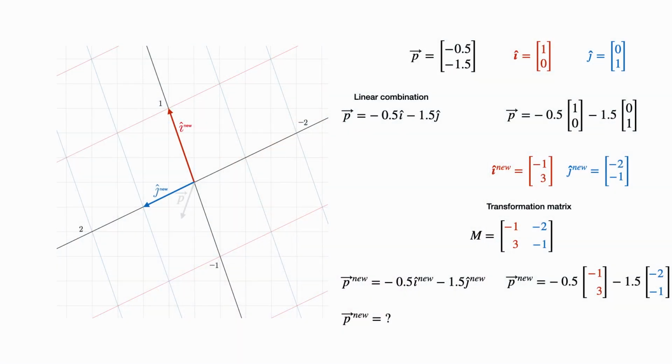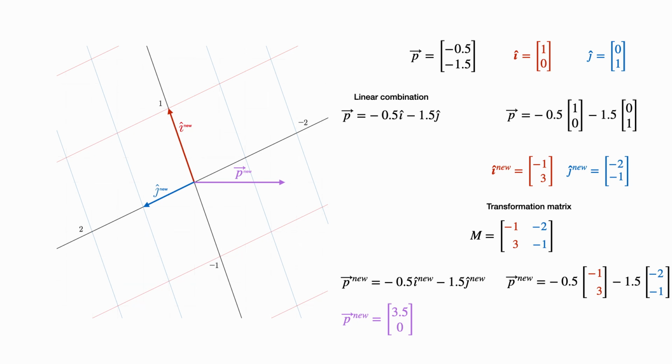So negative 0.5 times i hat new will give us the vector with coordinates 0.5 and negative 1.5, and negative 1.5 times the j hat new will give us the coordinates 3 and 1.5. When we add these two vectors together, we get that the coordinates of the p new in terms of the old space are 3.5 in the x direction and 0 in the y direction. And now we can use this to plot the p new.